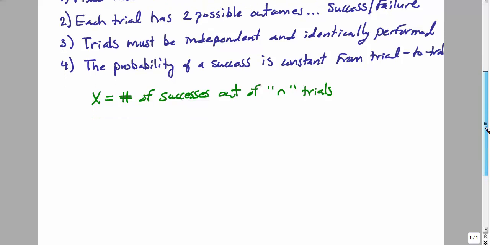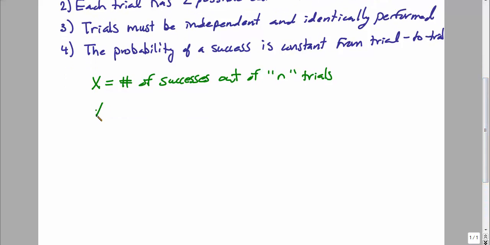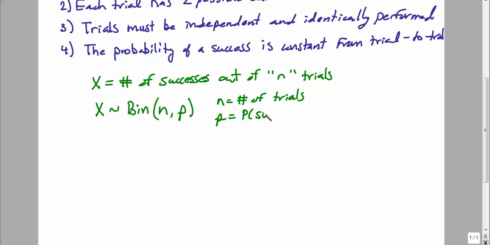Well, if this is a situation and all 4 of these criteria are met, then we say x is distributed as binomial. This little tilde sign means distributed as binomial n p, where of course n equals the number of trials known in advance, and p equals the probability of a success. And then the probability of success we know is constant from trial to trial.